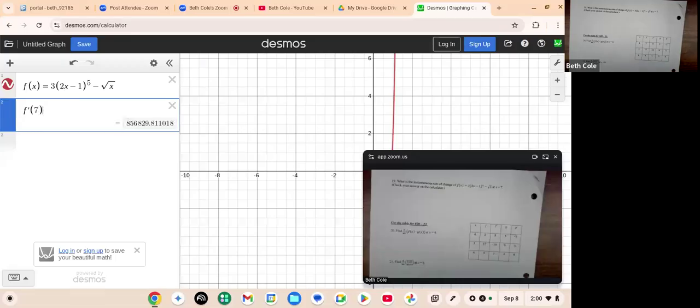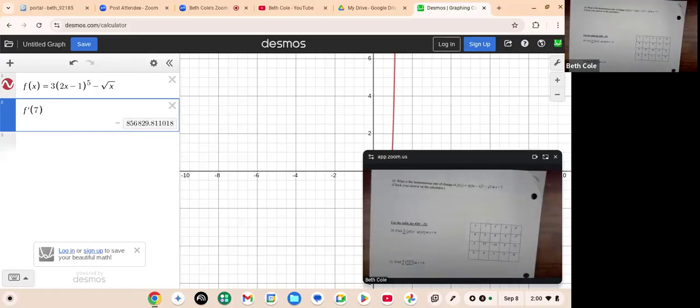Whoever said x, I don't know who that was, but I just want to clarify. It won't find a derivative. It will only find a derivative at a value. Do you get what I'm saying? If you type f prime of x, it won't do that. It'll graph it, but it won't tell you what the answer is.